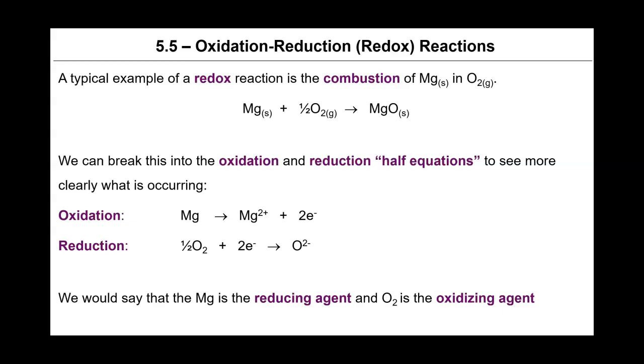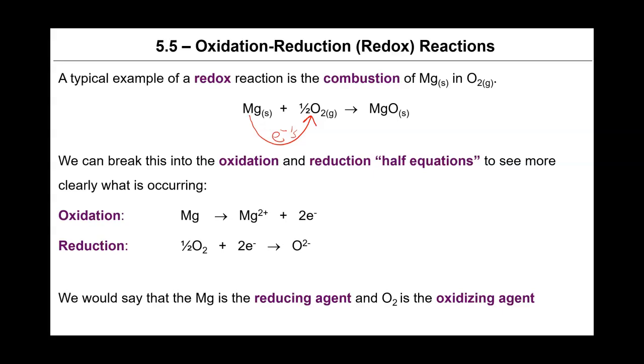A typical example of a redox reaction is the combustion of magnesium in oxygen, and this reaction is famous because it also produces a bright white light. Now we know that metals love to lose electrons and non-metals like oxygen love to gain electrons. So it's probably not surprising that in this reaction the electrons move from the magnesium to the oxygen.